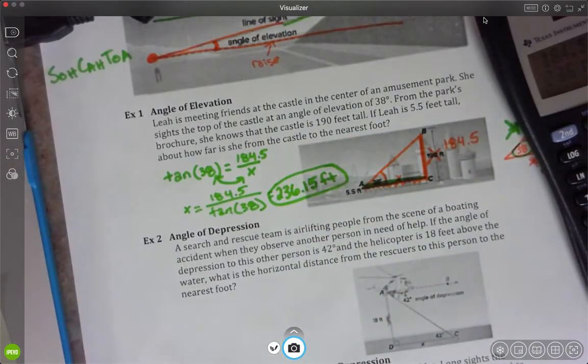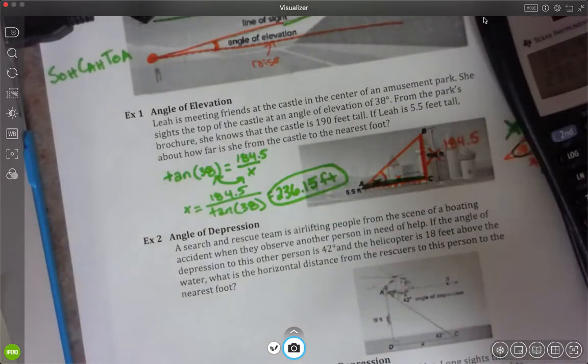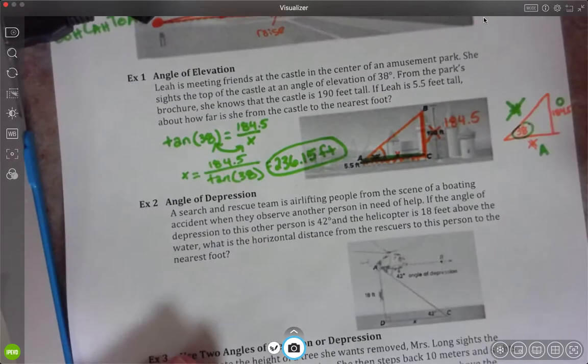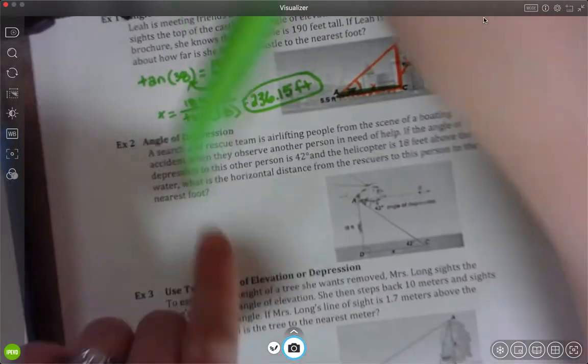Okay, so same thing as what we were doing in section 8.4, but now there's story problems involved with it. Don't let them intimidate you or confuse you. Just draw out what you're trying to solve for, okay? Now this one is an angle of depression, okay?